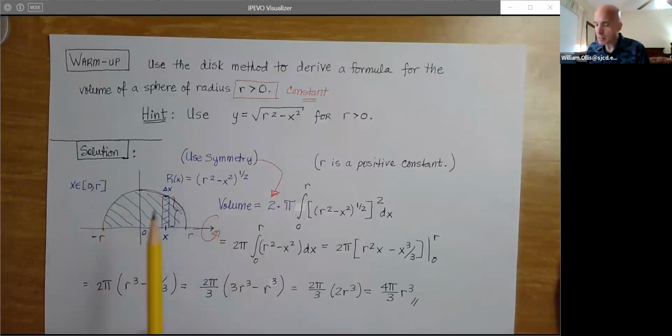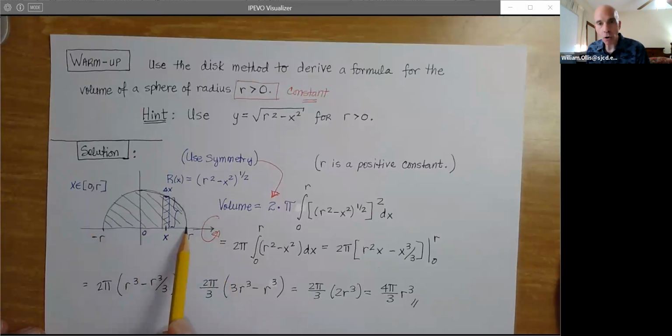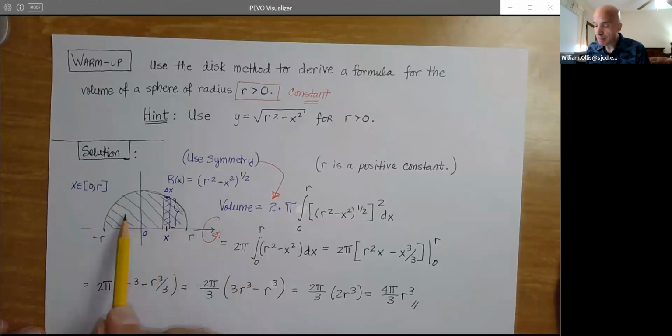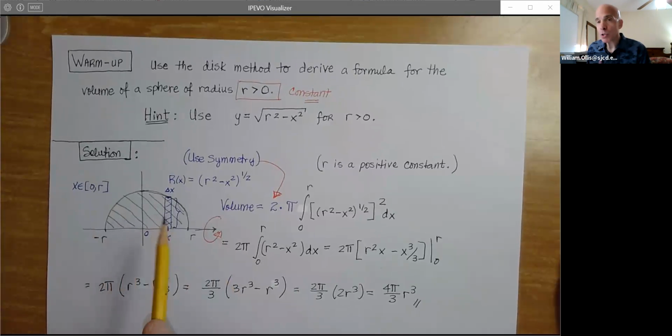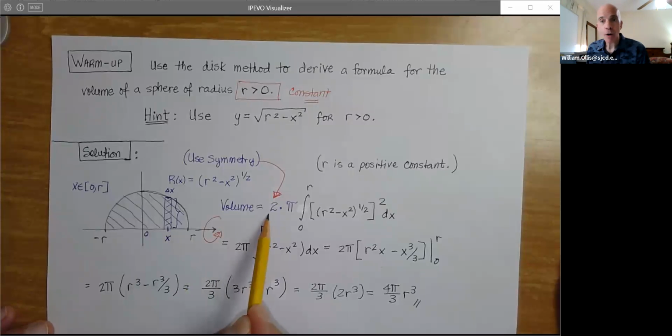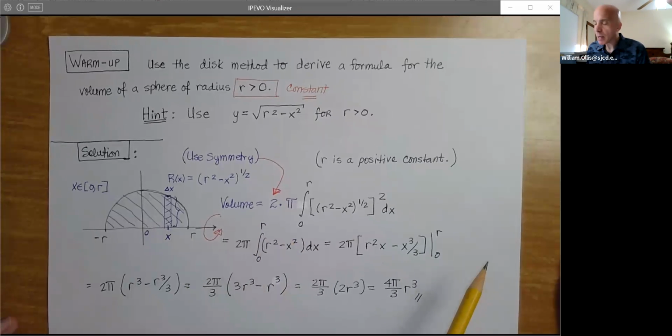Now, when we look at this, we can take x to live between 0 and r. And notice that on either side of the y-axis, we have a symmetric region. So the disk method would serve us well if we just integrate in this region and then multiply the result by 2. Now, of course, you don't have to use this, but we always, in general, like a lower limit of 0, because that usually means a simpler time applying the fundamental theorem of calculus.